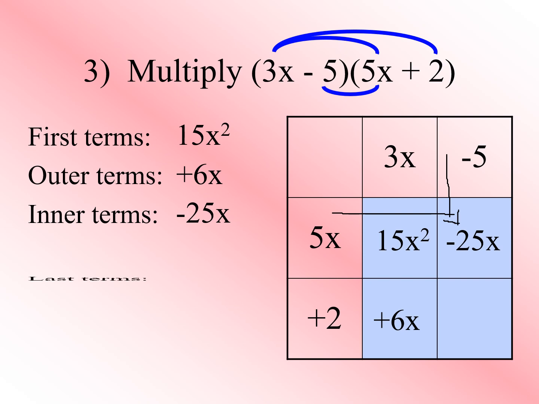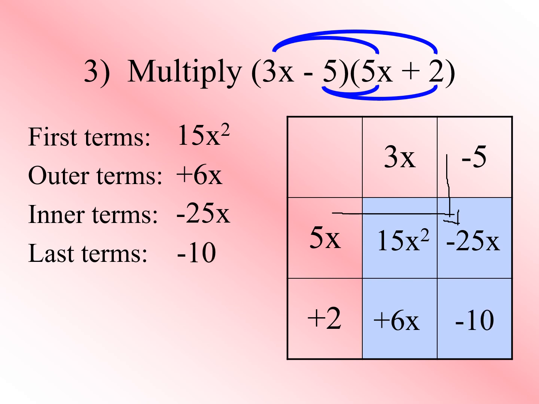And then we proceed with the last terms. So we have here negative 5. Again, take note of the signs. Negative 5 times 2. So the other one is negative and the other one is positive. So we will be having a negative sign for our product. So 5 times 2 is 10, and we make it negative. So we have negative 10.